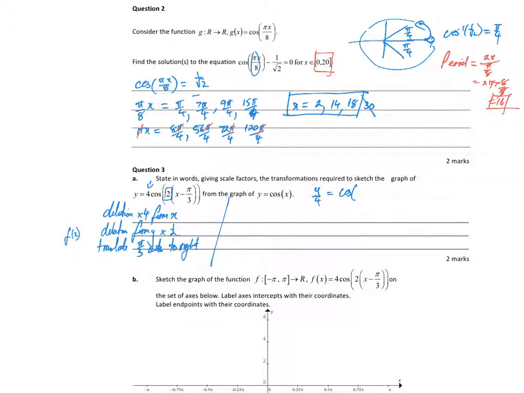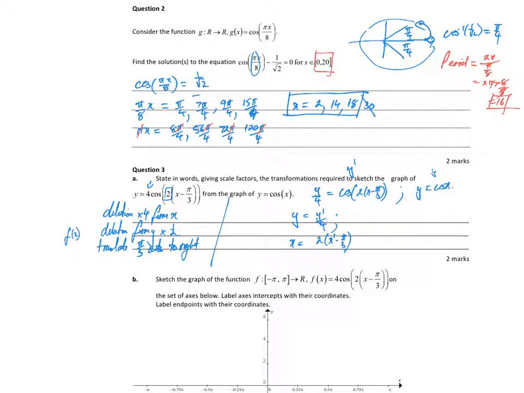All right. Now, alternatively, if you like the whole x dash, y dash approach, let's rewrite our graph as y on 4 equals cos of 2 times x minus pi on 3. So now we can say that the original graph y equals cos x is transformed into my y dash graph, which is y on 4 equals cos of 2 times x minus pi on 3. So if we equate, we can say that y is equal to y dash on 4, and that my x is equal to 2 times x dash minus pi on 3.